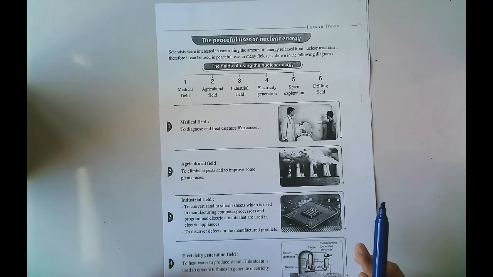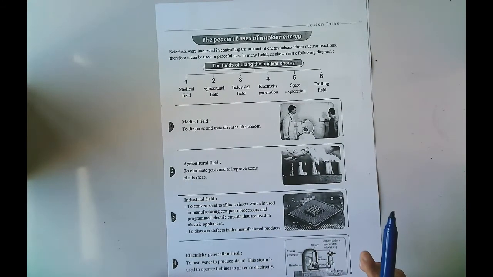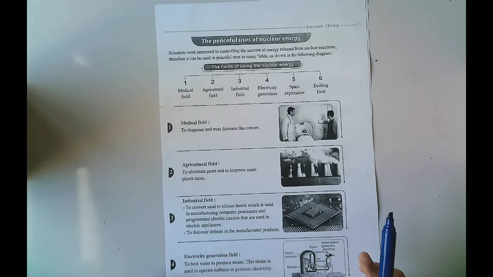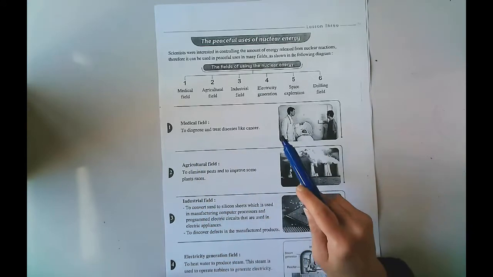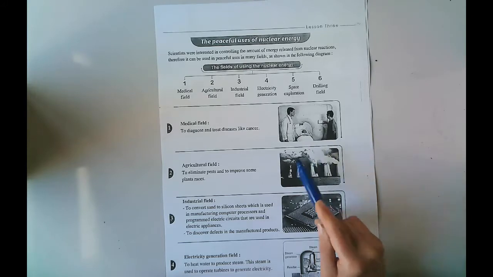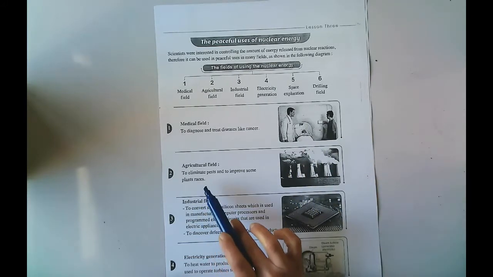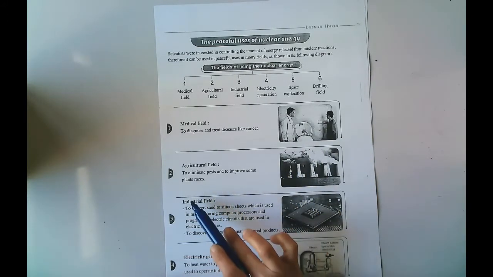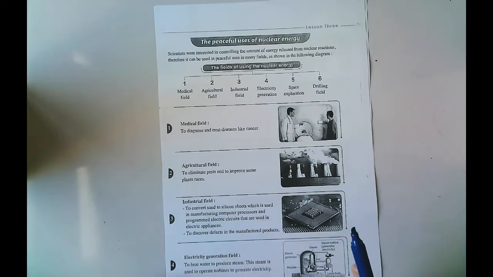The peaceful uses of nuclear reaction. The fields of using nuclear energy. In the medical field, to diagnose and treat diseases like cancer. In agriculture, to eliminate pests and improve some plant races. In industry, to convert sand to silicon sheets, which are used in manufacturing computers.